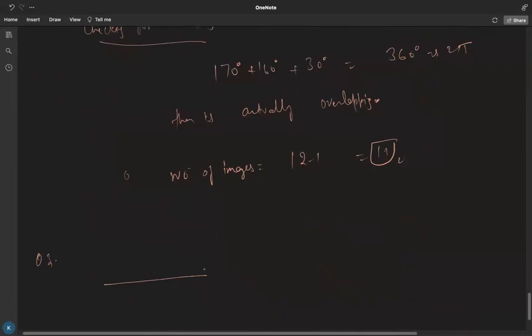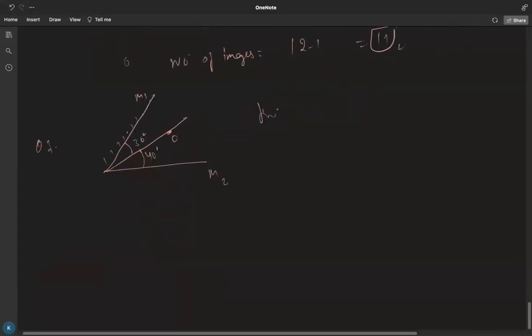Let's take, this is mirror 2. This is mirror 1. And there is an object which is kept 30 degree from one mirror and 40 degree from the other mirror. Right. It is kept at some different angle. One is kept at 30 degree from one and the other is kept at 40 degree from the other. Okay. So now you have to again find the positions of the images and the number of images.